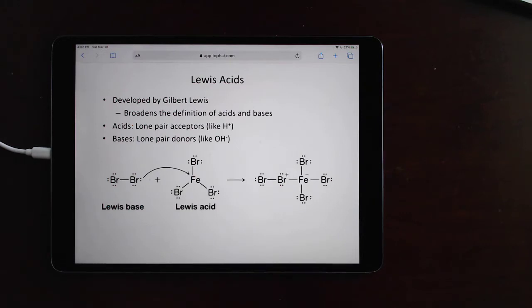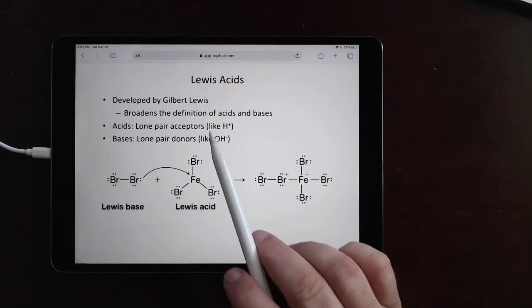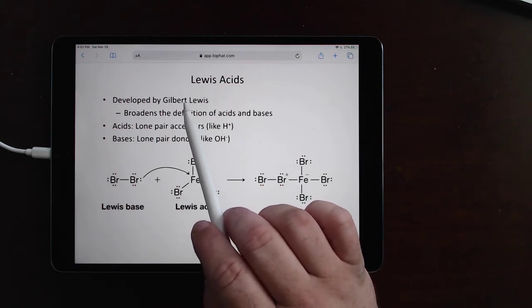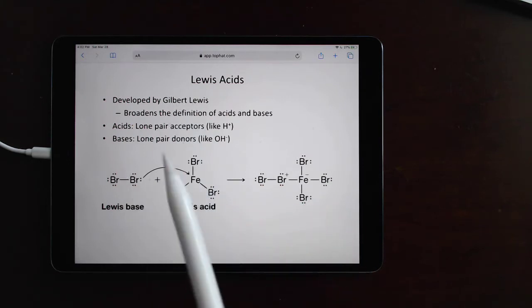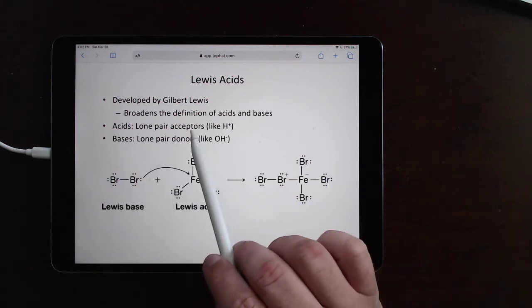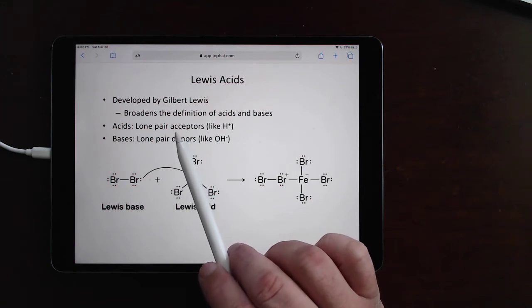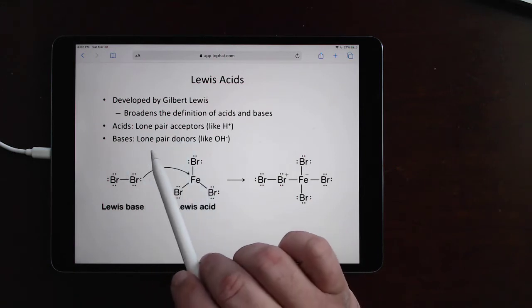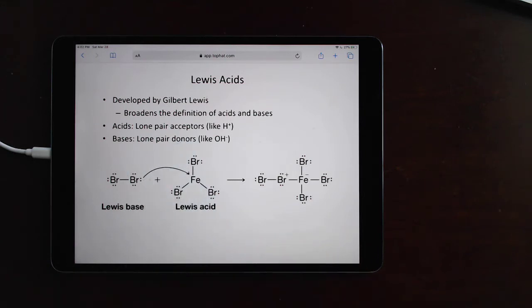The other definition of acids was developed by Gilbert Lewis. He's the same one that developed Lewis structures. He said, we're being a little bit too narrow with Bronsted-Lowry, so we can expand the definition of acids and bases. Acids are things that accept lone pairs, while bases are those that have lone pairs to donate.